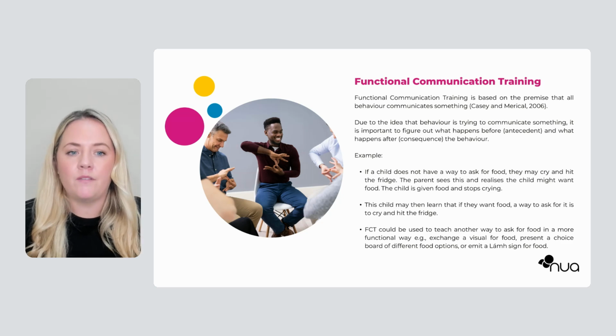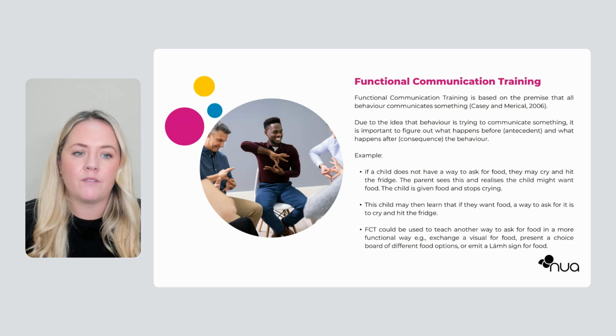So, for example, if a child does not have a way to ask for food, they might cry and they might hit the fridge. The parent sees this and realizes, oh, the child might want some food. Therefore, the child is given food and stops crying. However, over time, the child may learn that if they want food, the appropriate way to ask for it is to cry and hit the fridge.